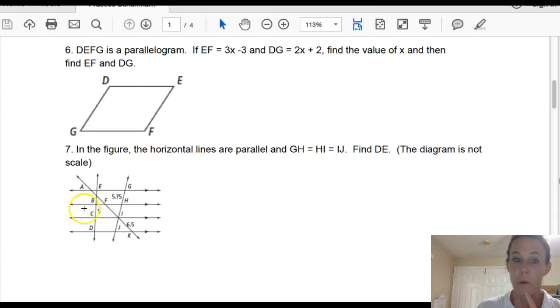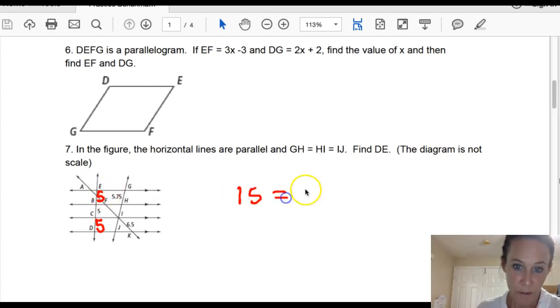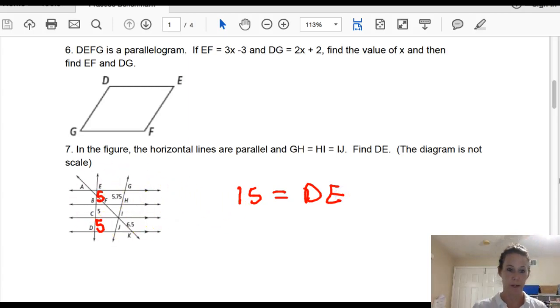All right, so knowing that and the information they've given us, it told us to find DE. Well, they give us one of the segments, it's 5. So I know this is 5 and this is also 5. So the full length here will be 5 plus 5 plus 5, or 15. 15 is DE. So this is just a test to see if you know that theorem. All right.